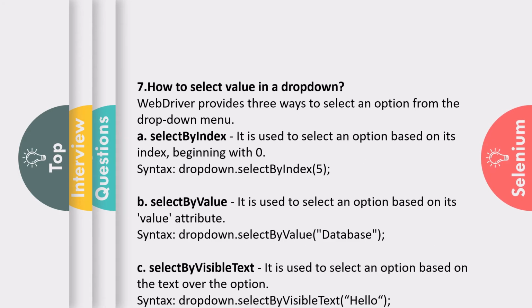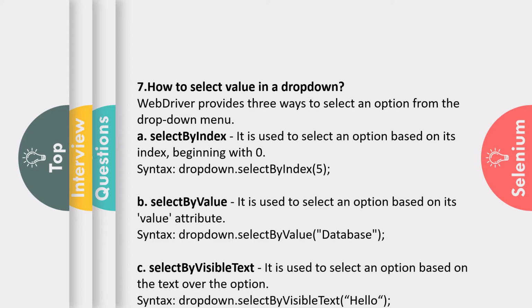And now we will see how to select a value in a drop-down. WebDriver provides us three ways to select an option from the drop-down menu. Select by index, select by value, and select by visible text. Starting with the first one, select by index. It is used to select an option based on its index value. Index always begins with 0. The syntax for this method is dropdown.selectByIndex and then you mention the index number.